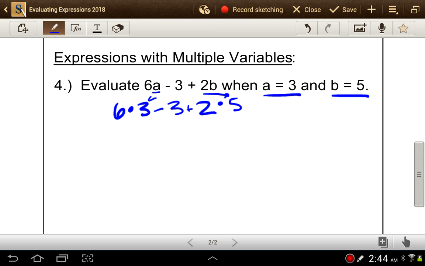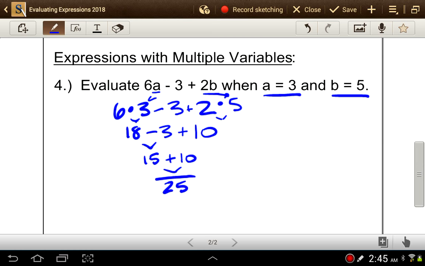Then I'm going to go through my order of operations. I multiply before I add or subtract, so that's going to be 18 minus 3 plus multiply to get 10. Now, adding or subtracting, don't forget that works left to right. They are equal, so whatever one comes first, left to right. Since the subtraction is first, I'm going to do that. That's 15 plus 10, and then finally I'm going to add those to get 25.